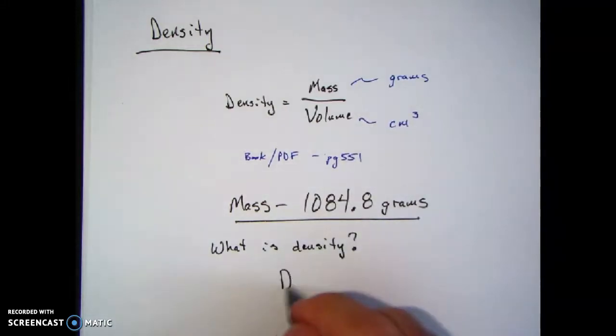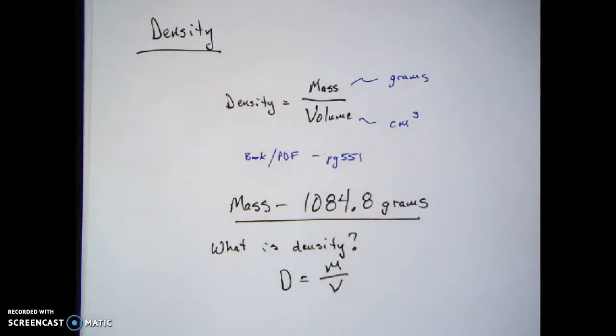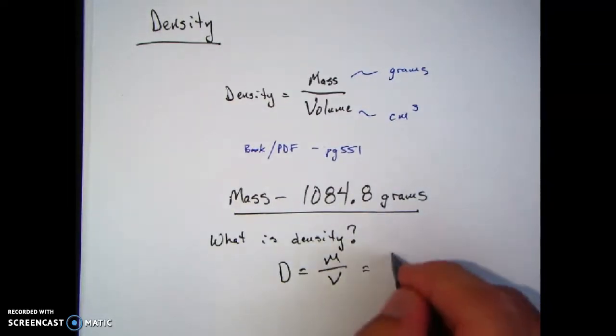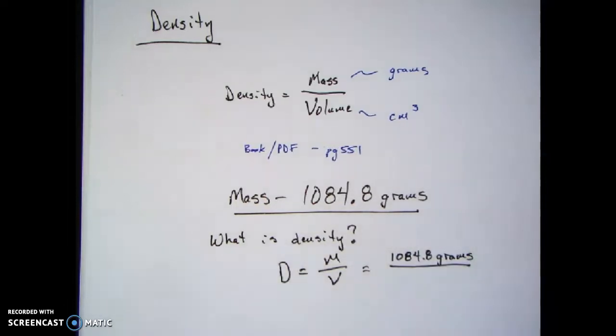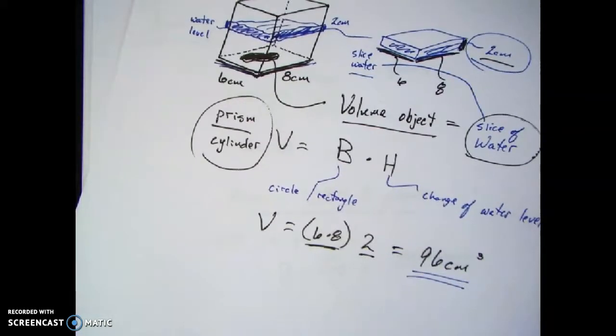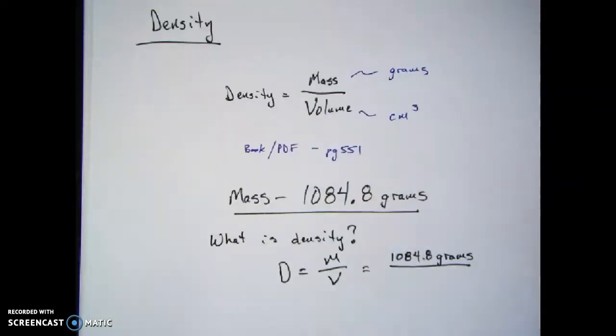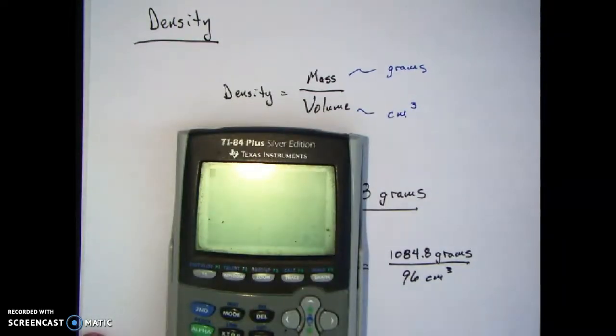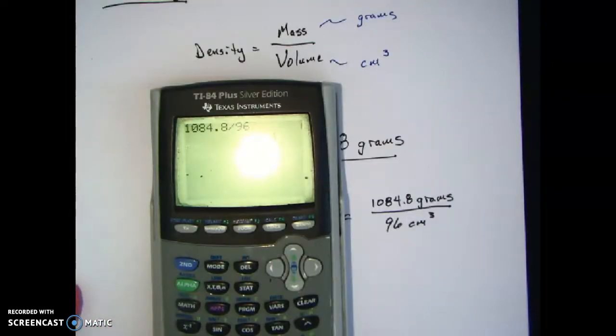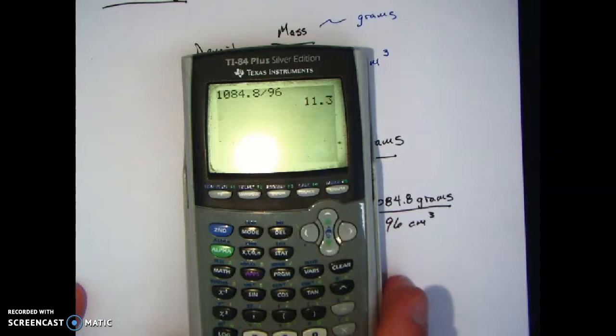Well, we know density is equal to mass divided by volume. So for this problem, 1,084.8 grams divided by volume, which we had already found was 96 cubic centimeters. So when we divide that out, get our handy dandy calculator. So I have 1,084.8 divided by 96. And we get a value of 11.3.